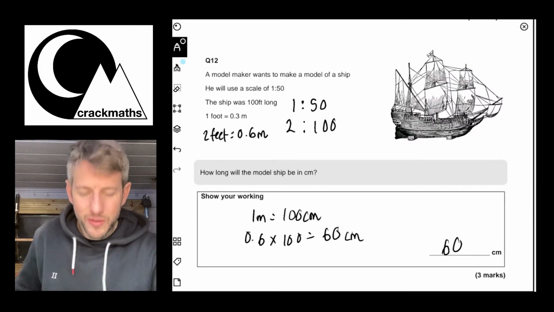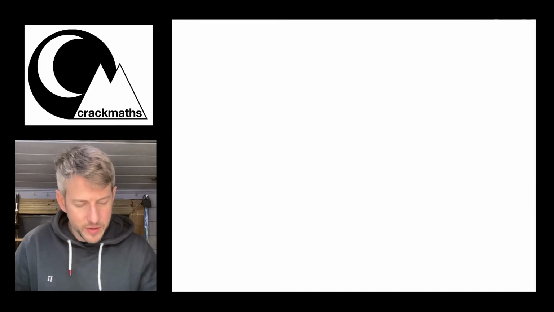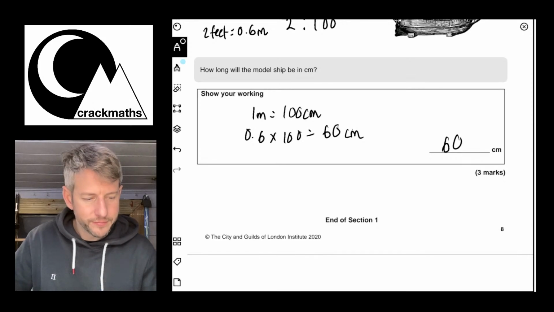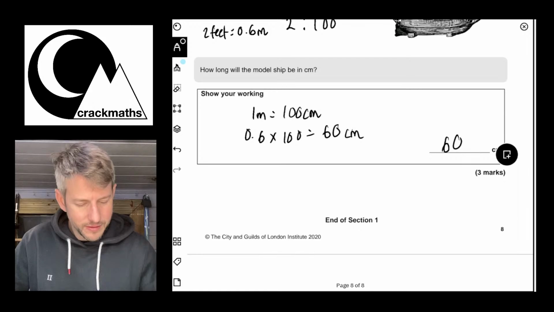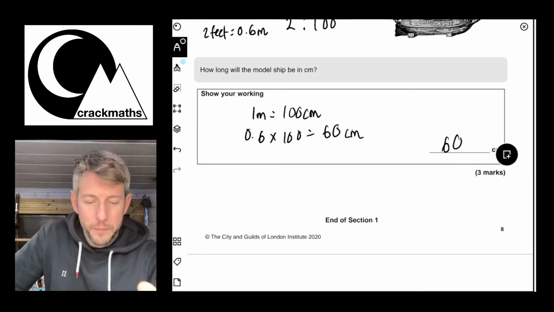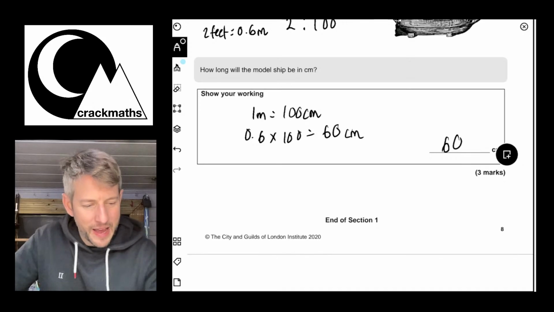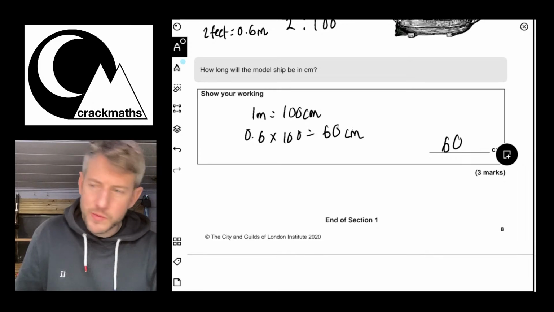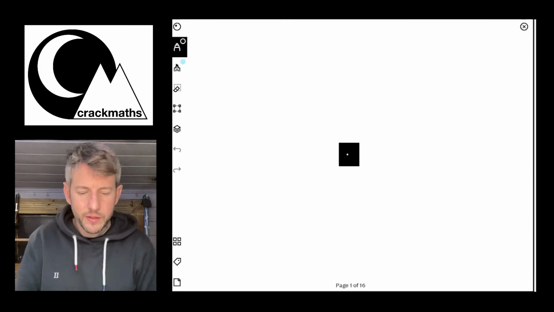Okay, great. Right, let's have a look at the next question. Oh, and this is the end of section 1. Oh, is it? Yeah, that's the end of section 1. Great, so we've done the non-calculator bit. Okay, perfect. Let me now get the calculator question, and we're making good time, so that is good news.